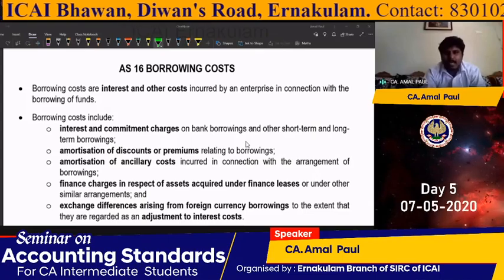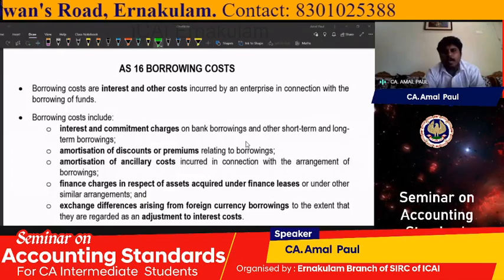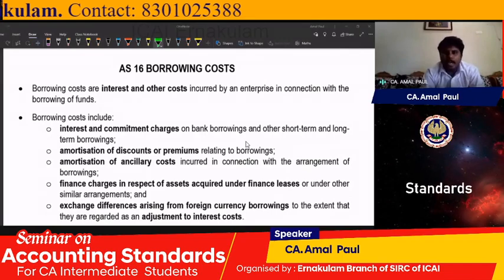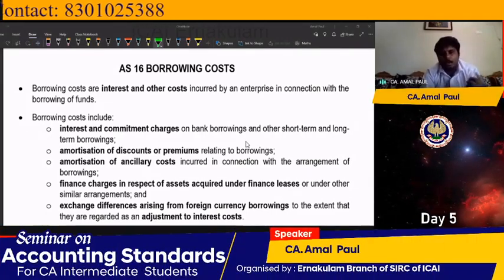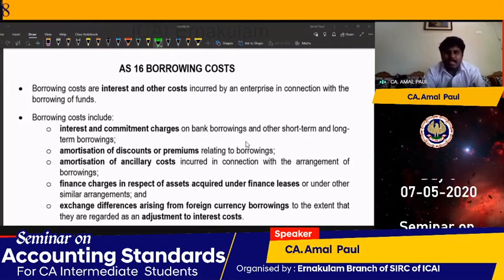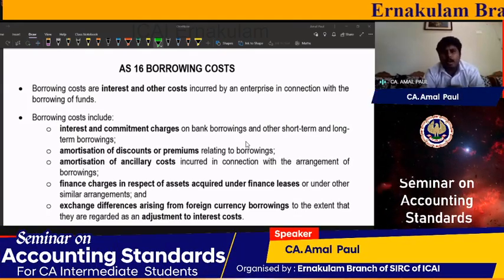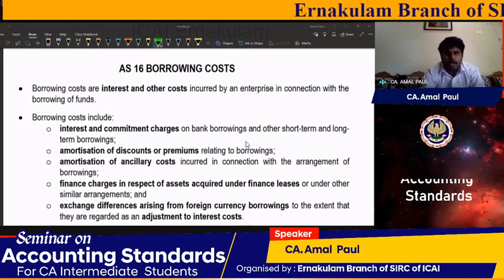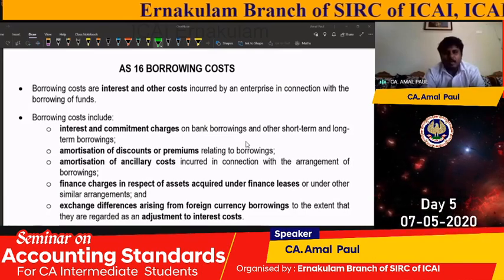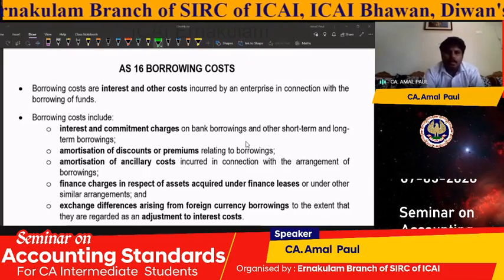Apart from that, there are 6 accounting standards, and the last one we are discussing in this first group is accounting standard 16 on borrowing cost. We had discussed the core principle of the standard: the borrowing cost incurred in connection with acquisition, construction, or production of a qualifying asset will only be capitalized in the books. Other than that, if there is any borrowing cost, that will be taken to revenue, that will be taken to P&L. This is the core principle of the standard.